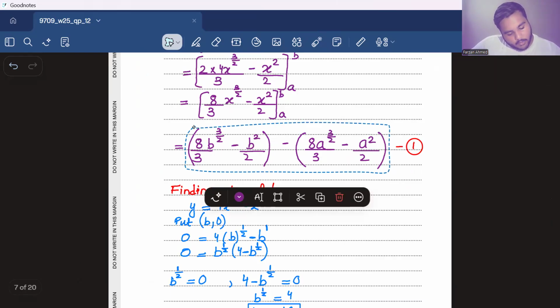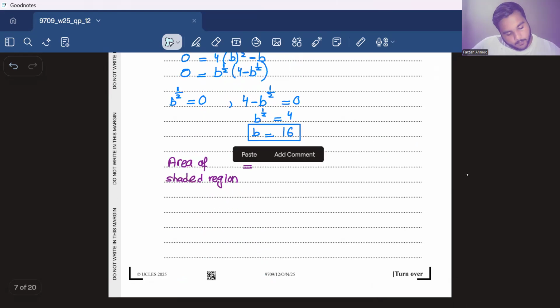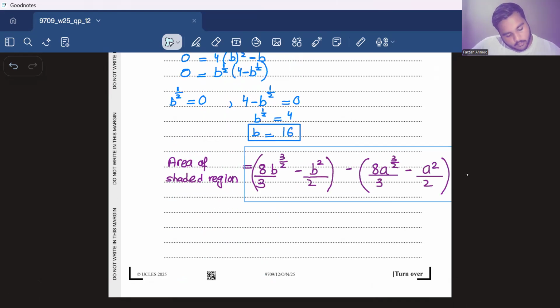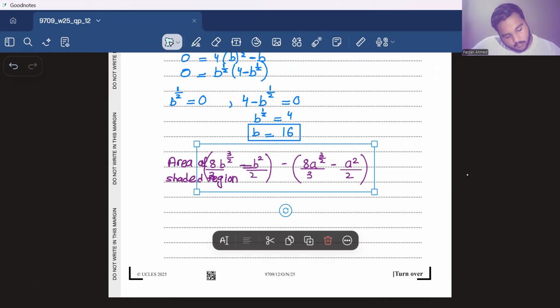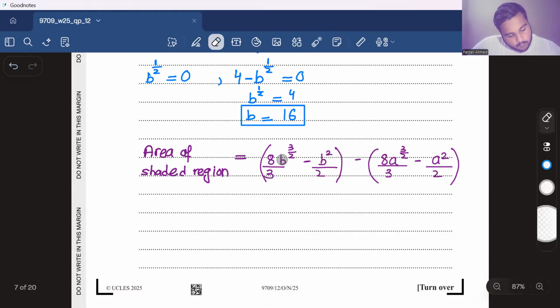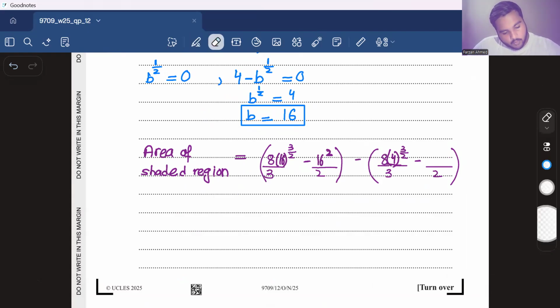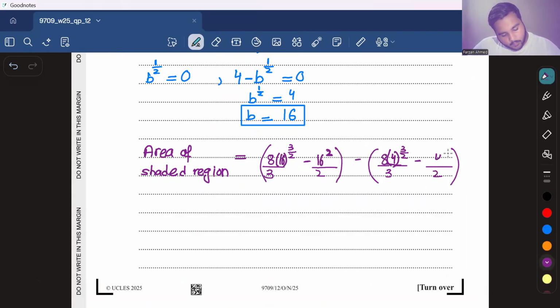So it will be easy for me to copy. Here it is. So in the place of b, we will add 16, and in place of a, we will add 4. So this will be 16 raised to power 3 upon 2, 16 square, and 4 raised to power 3 upon 2, and 4 square.